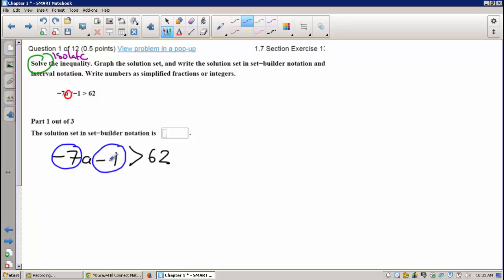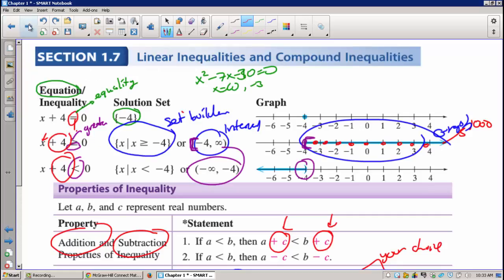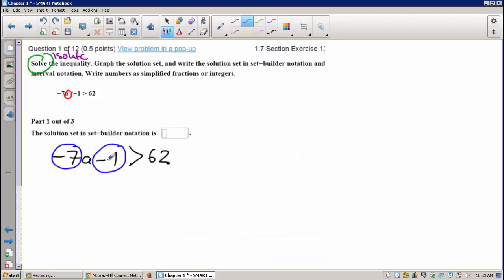Negative 1. And how can I get rid of a negative 1? By one of these tools you use. Should I add, divide, multiply, subtract? We are going to choose the opposite of this number and put it on both sides, which is, this is subtraction 1, so we are going to add 1 to both sides, right? Correct? Okay, let's do that.